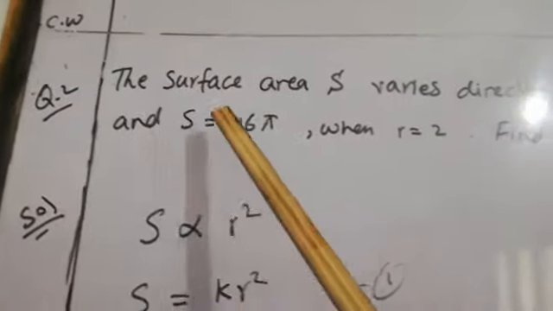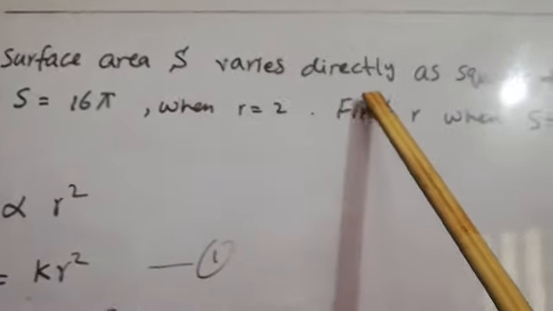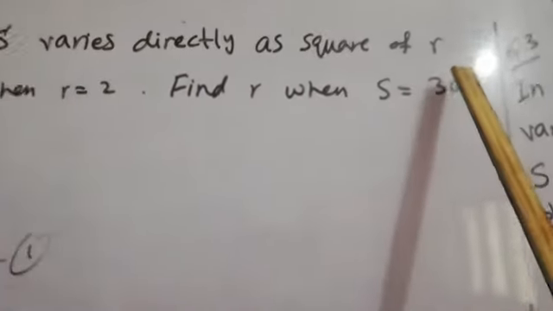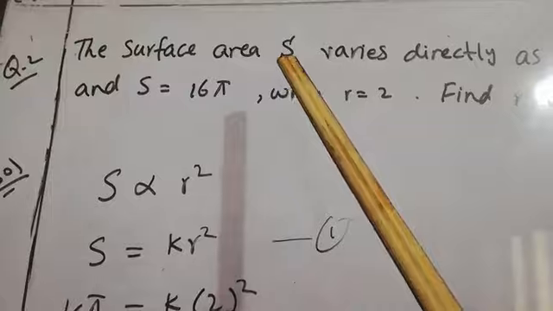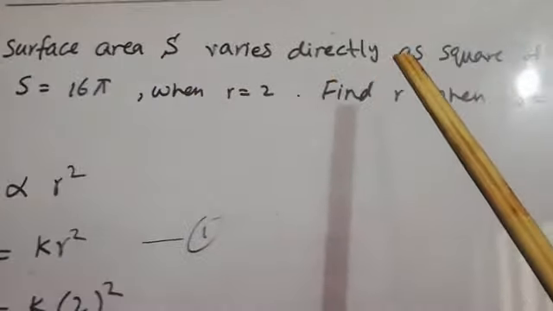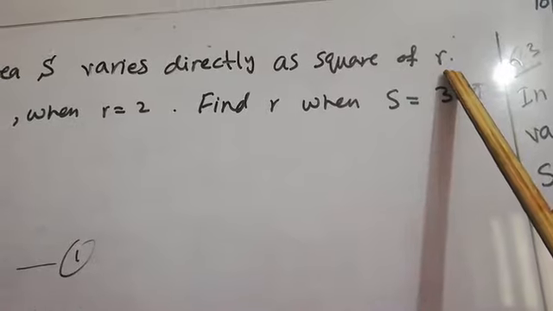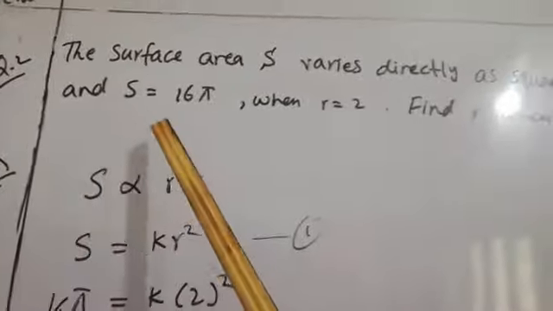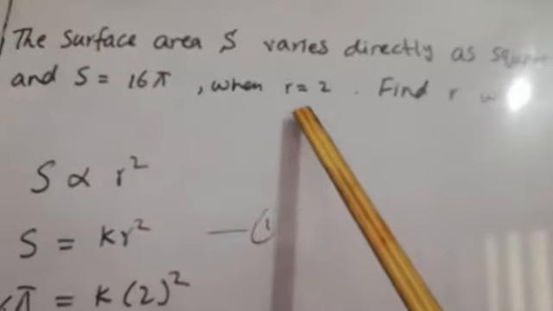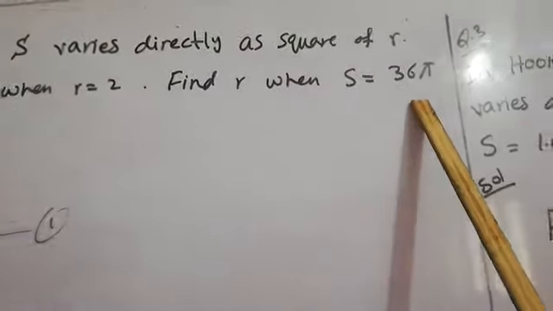Question number 2. The surface area S varies directly as the square of radius R. Surface area S means this is the surface area of the sphere. It varies directly as the square of radius R, meaning if we increase the radius, then the area also increases. And S is equal to 16 pi when radius is equal to 2. Find R when S is equal to 36 pi.